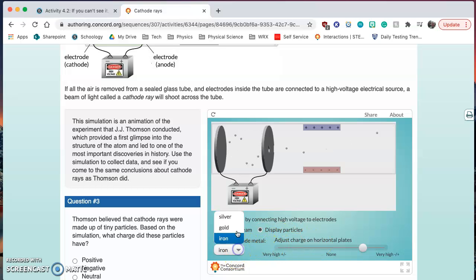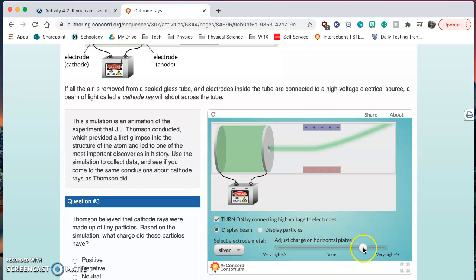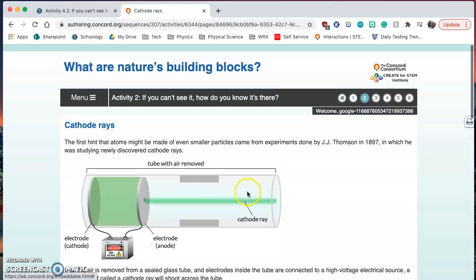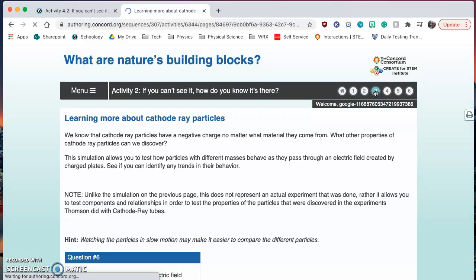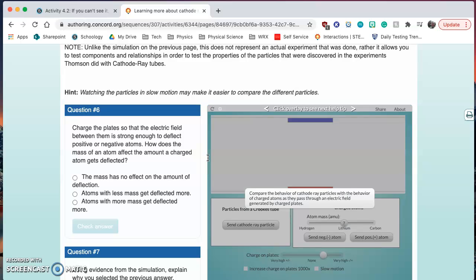And then the last thing I can change here is the charge on these plates. So there's two charged plates on either side of this beam. I can change them to be not charged at all, or very highly charged one way, or very, very highly charged in another way. We'll continue to move on.